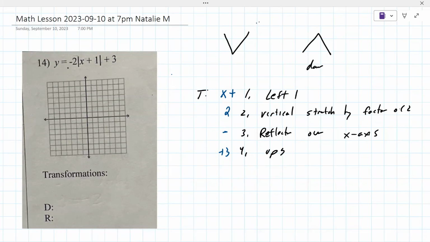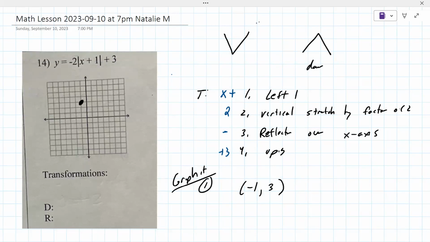So those are transformations. That is actually enough to be able to graph it, but the better way to graph it is to first determine the vertex. Do you know what I mean by that? What the vertex is? So in this case, it comes from the left, right, and up, down. It's -1, comma 3. So your vertex is right there.